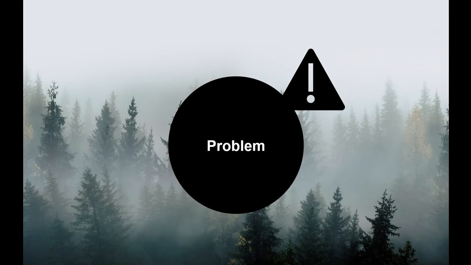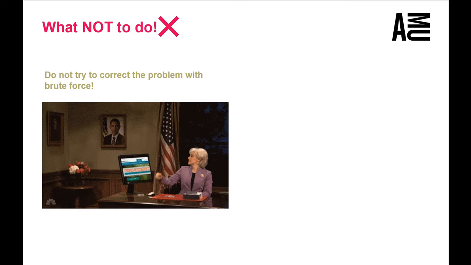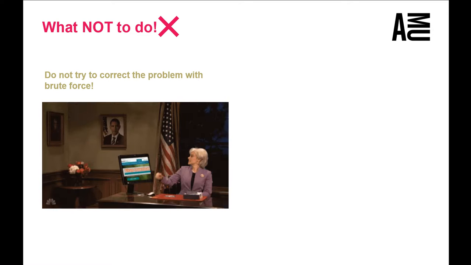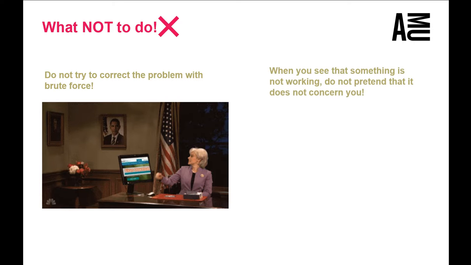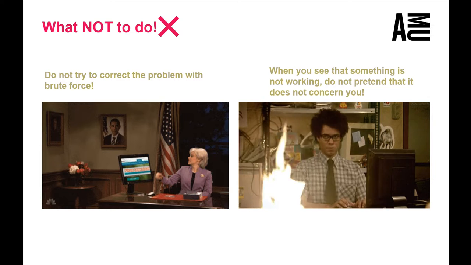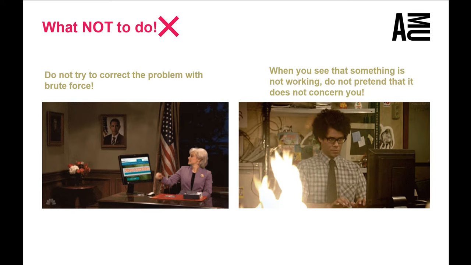So what to do if there's a problem? First of all, we'd like to ask you what not to do. If you see a problem, don't try to fix it yourself, but call in professional help, typically your faculty IT administrator, and he or she will fix it or help you with it. Also, when you see a problem, don't pretend it doesn't concern you. And please tell us so we can also solve it and fix it for your sake and for the sake of your colleagues.